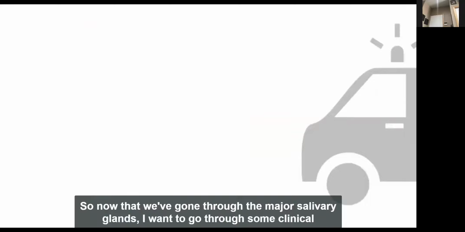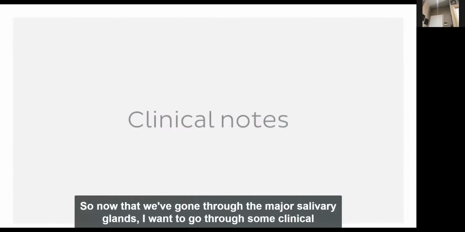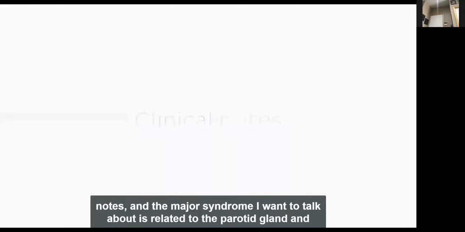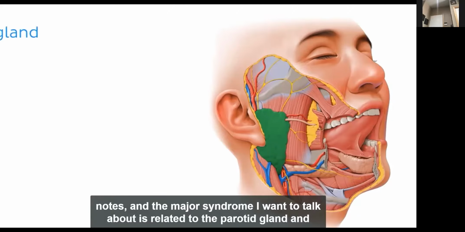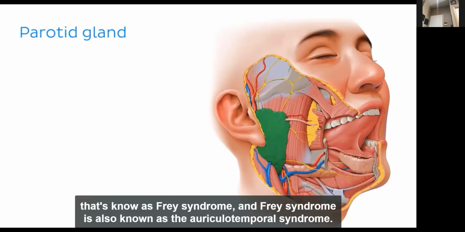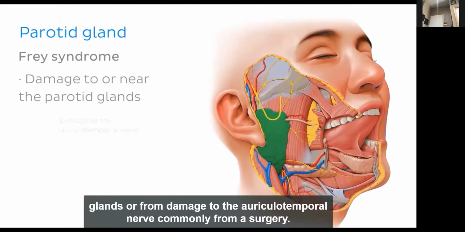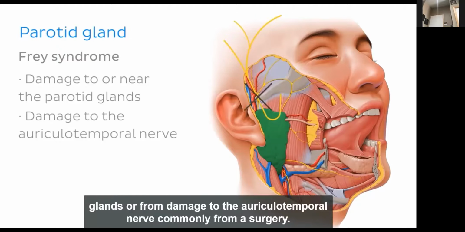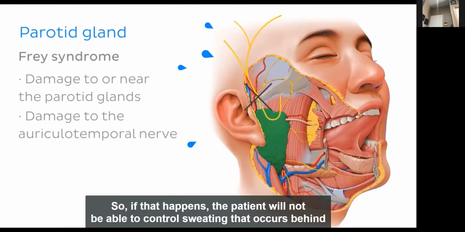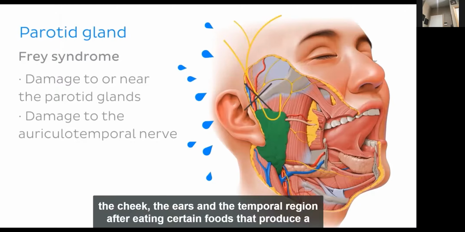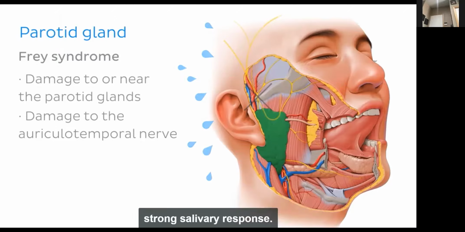So now that we've gone through all the major salivary glands, I want to go through some clinical notes. And the major syndrome I want to talk about is related to the parotid gland, and that's known as Frey syndrome. And Frey syndrome is also known as the auriculotemporal syndrome. And Frey syndrome is a rare neurological disorder that results from damage to or near the parotid glands, or from damage to the auriculotemporal nerve, commonly from a surgery. So if that happens, the patient will not be able to control sweating that occurs behind the cheek, the ears, and the temporal region after eating certain foods that produce a strong salivary response.